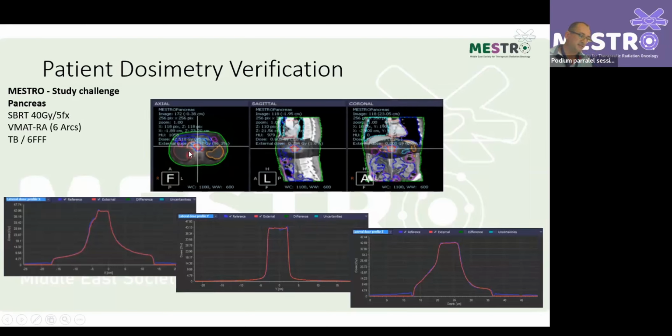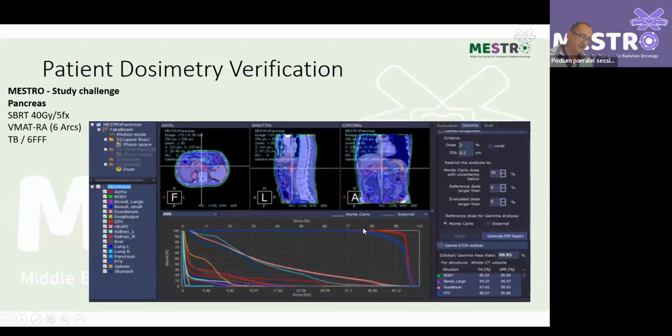Pancreas, the dosimetry is done by our physicist. And I take their dosimetry and send it to Primo for simulation. And I get an excellent result. For DVH also, I get 99.95% for 2% and 2 millimeters as a criteria.